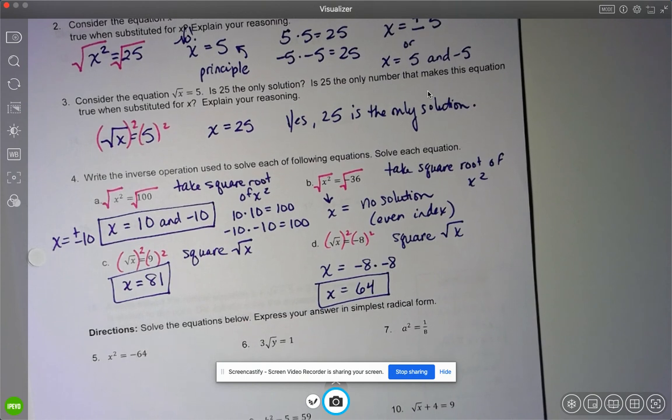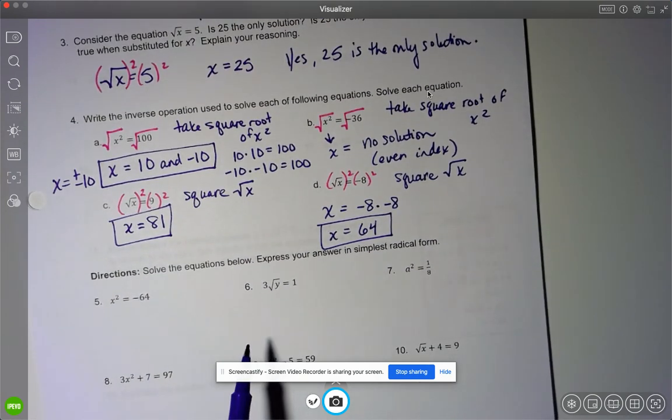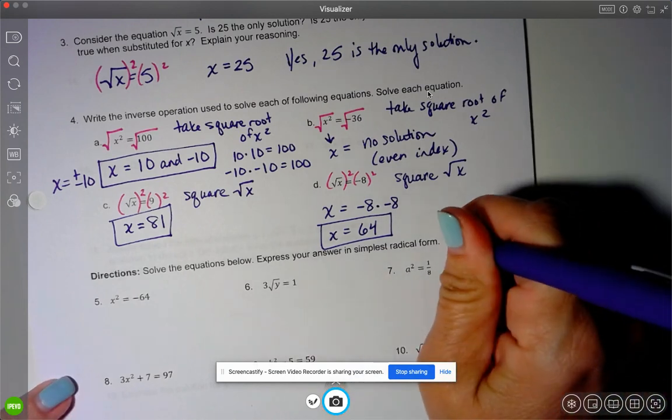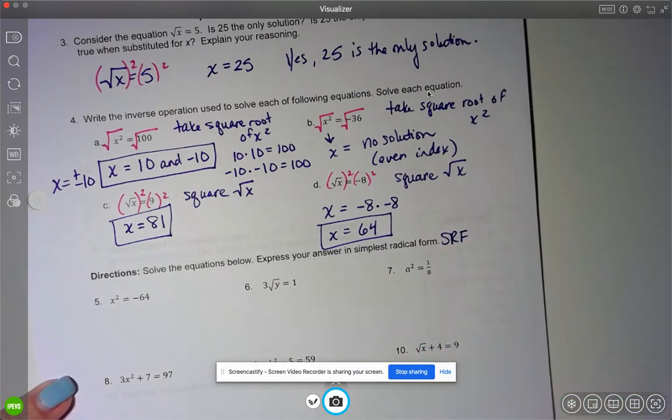All right, so we're going to solve these equations by using inverse operations. And our goal is to get x by itself. So express your answer in simplest radical form. Remember, this is SRF, where you follow all 3 rules for simplest radical form.